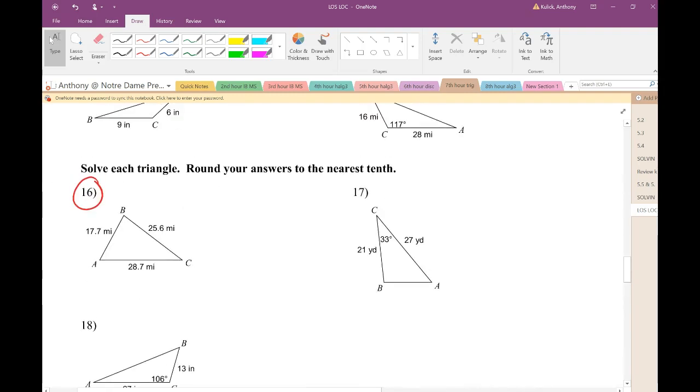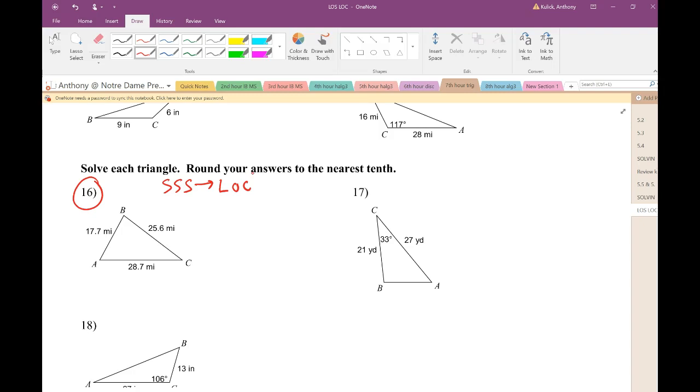There we go. And then our last one here was 16. Which situation was this in? This is the easiest one. Yeah. So which one should I use for side, side, side? Law of cosines. Everybody happy?